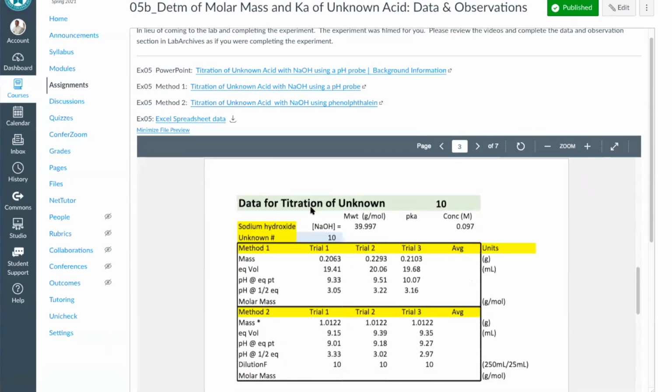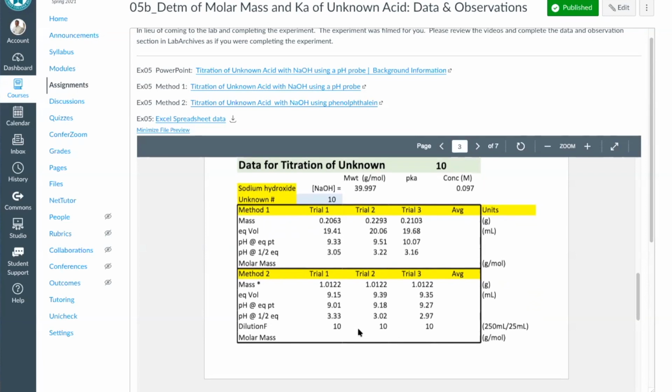This is the data for unknown number 10. We weighed 0.2063 for the first trial, 0.2293 for the second trial, 0.2103 for the third trial. The equivalent volume was 19.41, 20.06, 19.68. The pH at the equivalent point was 9.33, 9.51, 10.05. And then the pH at halfway to the equivalent is 3.05, 3.22, 3.16. So that's the data that you guys are given.